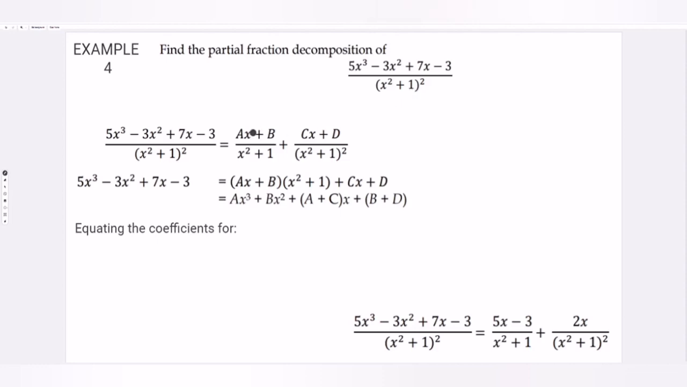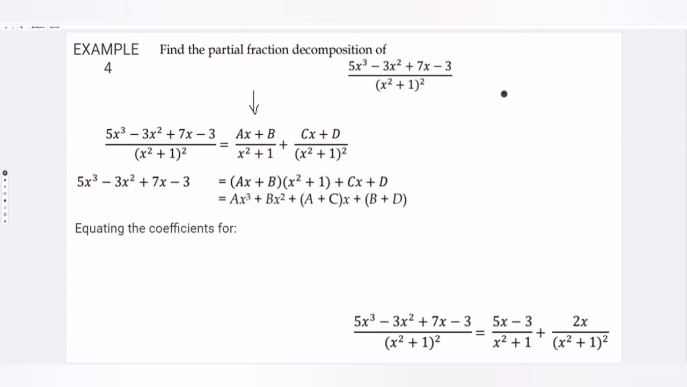So let's try the concept that we had discussed earlier: (ax + b) over (x squared + 1), so this is under the repeated quadratic factors, plus (cx + d) over (x squared + 1) squared. So again, let's try some example.